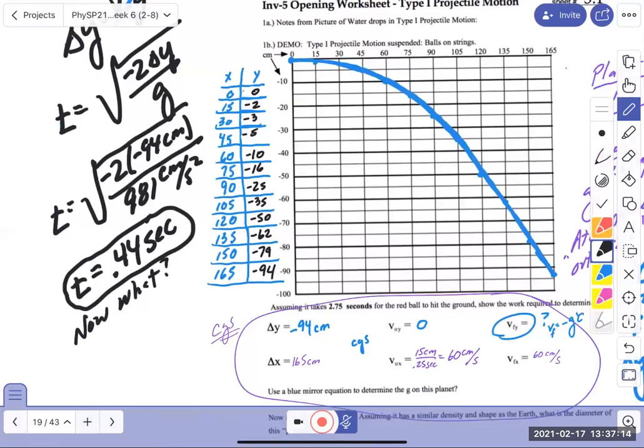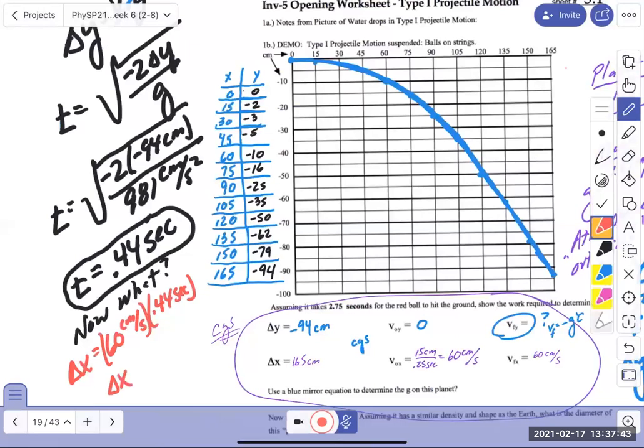$137. Okay, I'll count time. It's the VXT, right? Let's just do the VXT now, with the correct time. So we say, okay, delta X is simply Vx, which is still 60 centimeters per second, times now 0.44 seconds. And we're seeing that it's going to go around 26 centimeters.